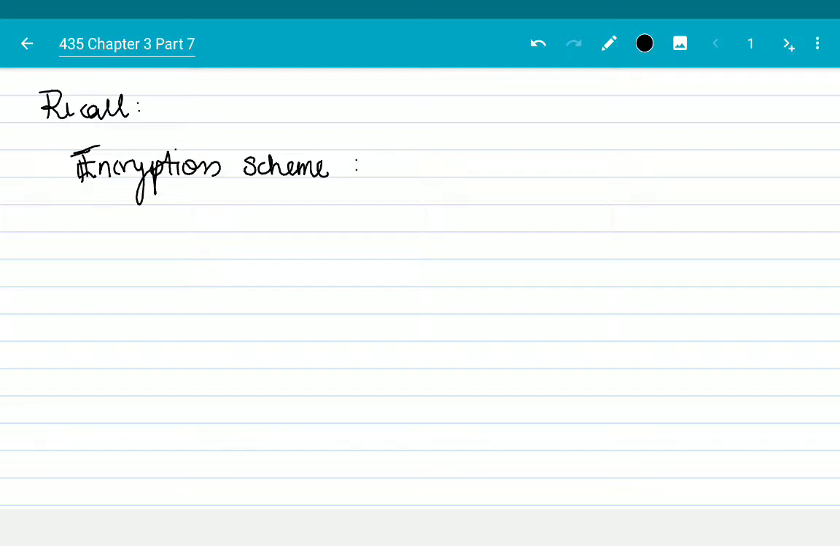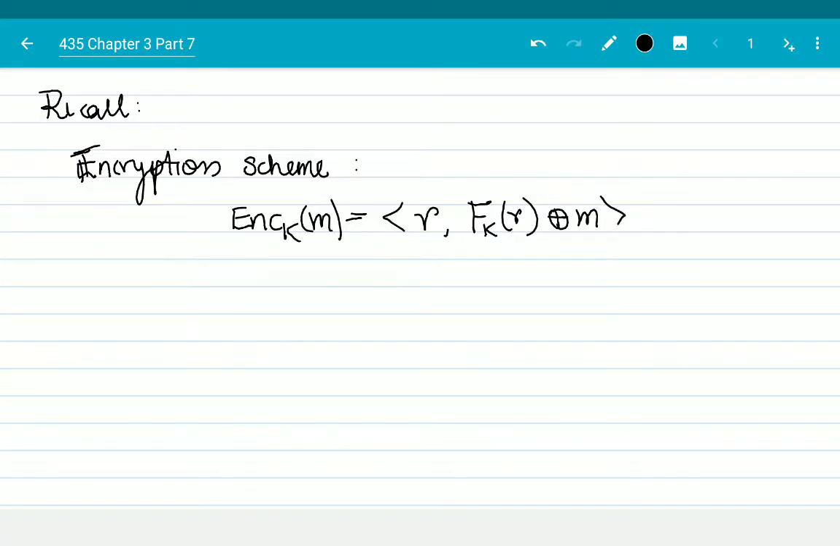The encryption scheme looks like: encryption k of m is equal to r comma f_k of r XOR sum with m, and that is my ciphertext. It has two parts, right? Where k was a uniform key and r was generated uniformly. F was my, what was it called? Keyed length preserving pseudorandom function, right?